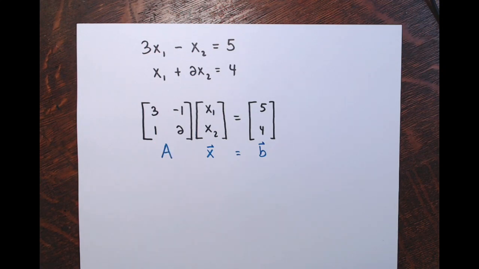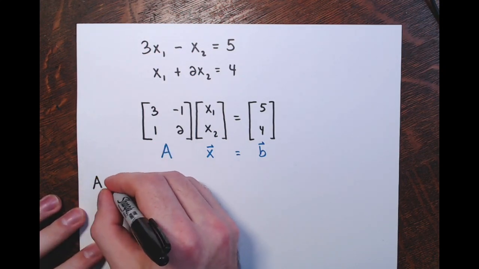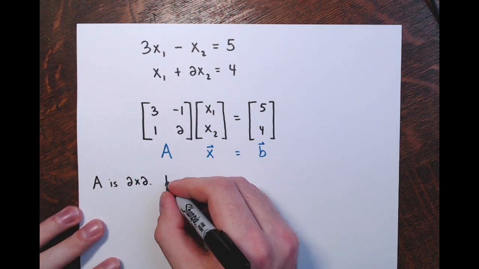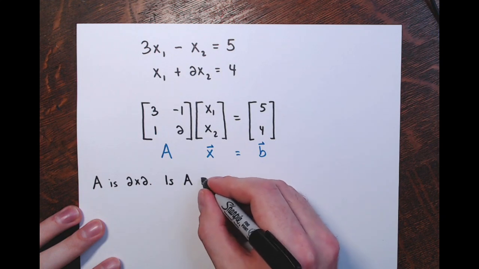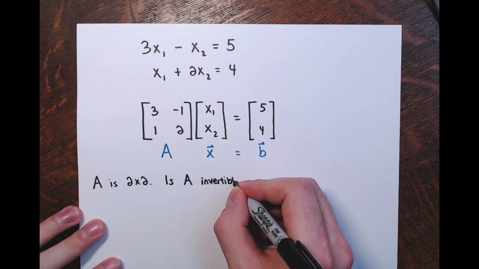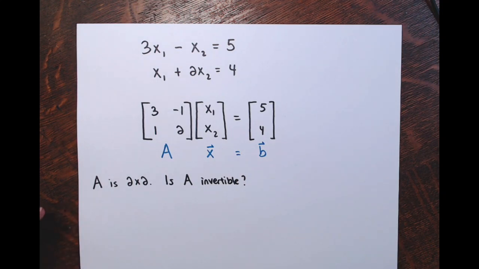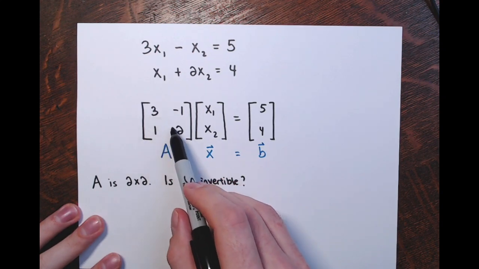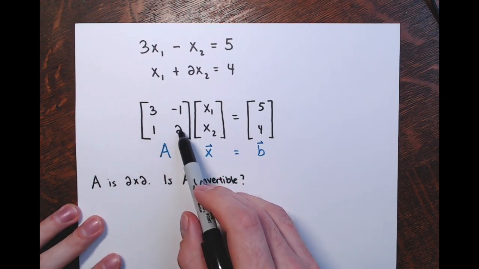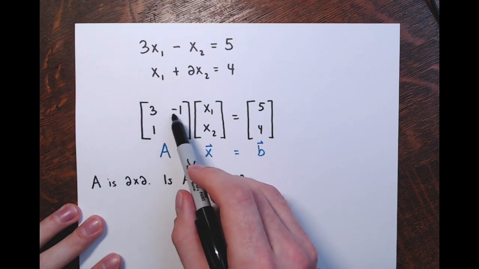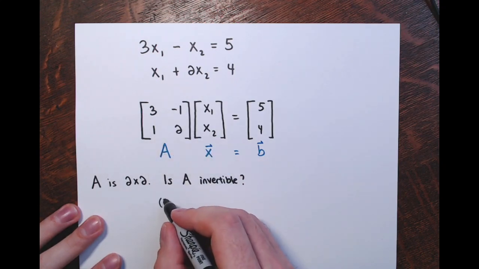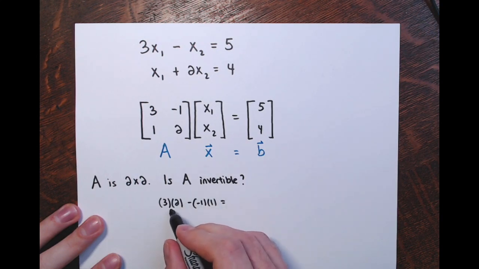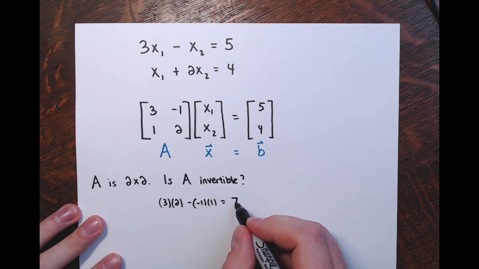So notice again, A is square, right? A is a 2 by 2. So the big question becomes, is A invertible? Hopefully you remember how to do this from last section. You take the product of the diagonal entries for a 2 by 2 and then subtract the product of the non-diagonal entries. So I take 3 times 2 minus -1 times 1. That's 6 plus 1, that's 7.